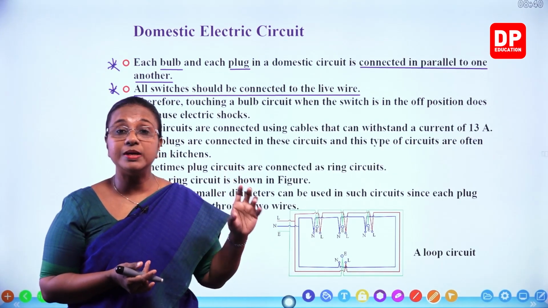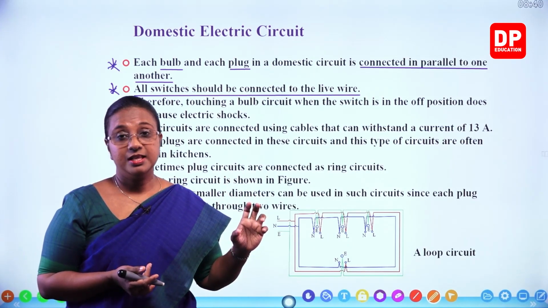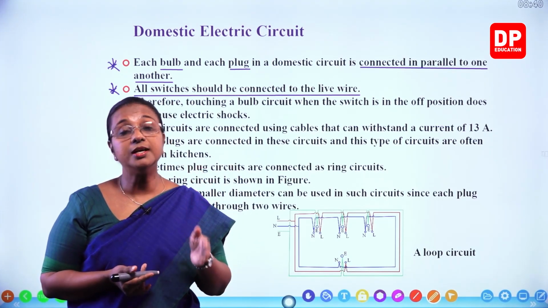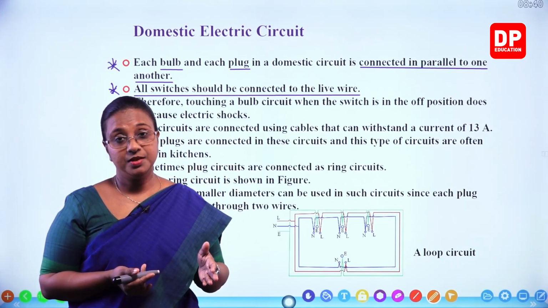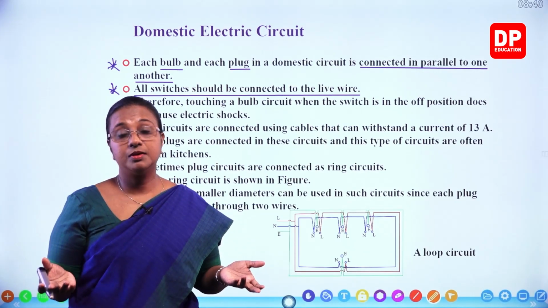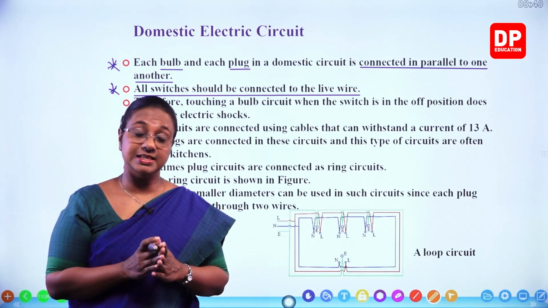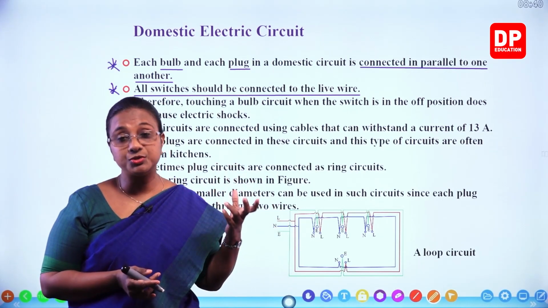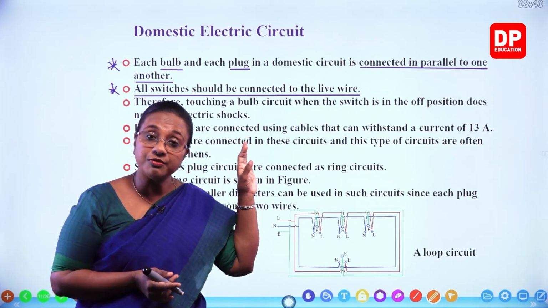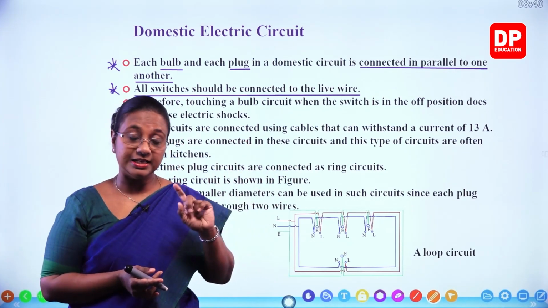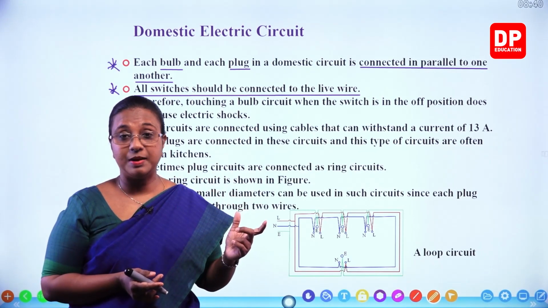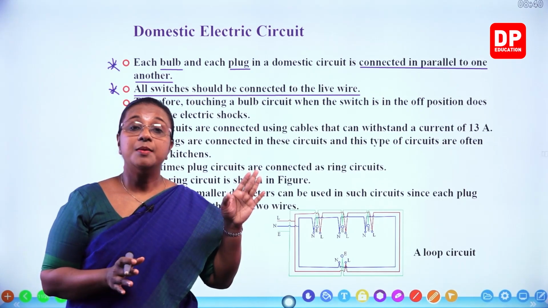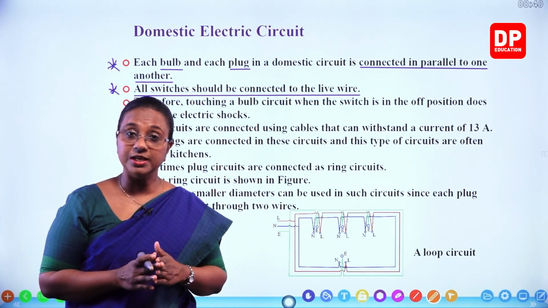So if you have the switch connected to the live wire, then you can control the flow of current into the device or the light bulb. So that is very useful. The reason is this. Say you want to change a burnt bulb. You can switch off that particular light connection, and then you can change the bulb. You will not get electrocuted. That is possible because the switch is connected to the live wire.